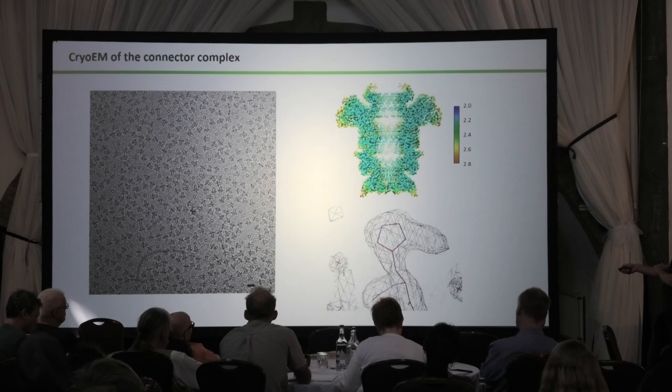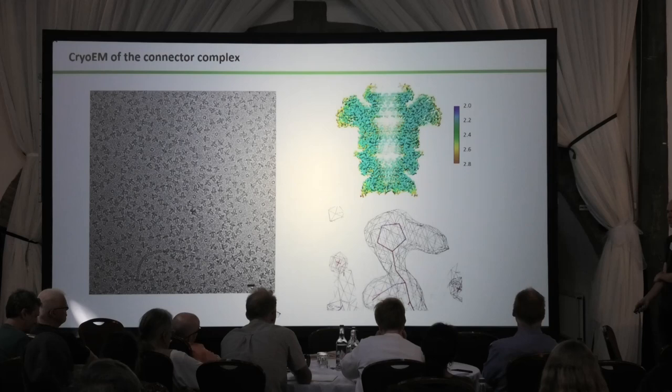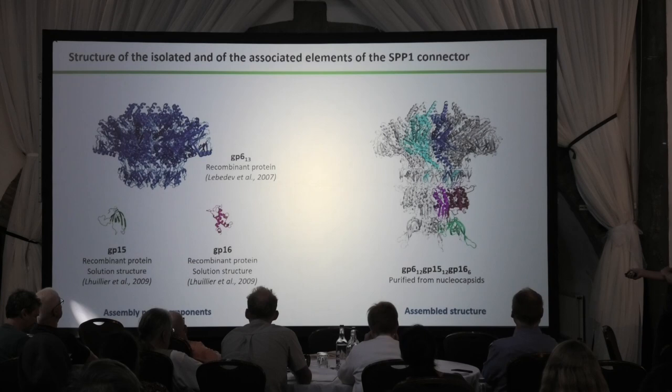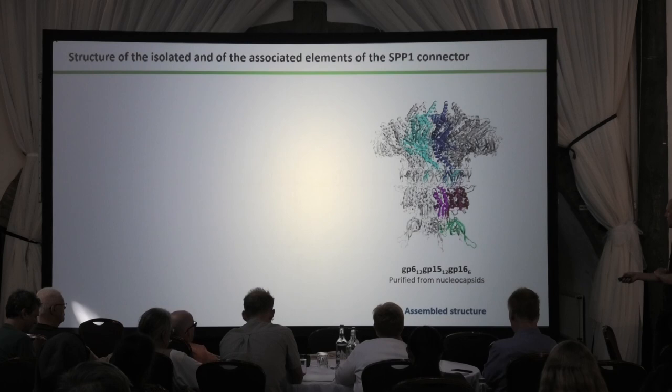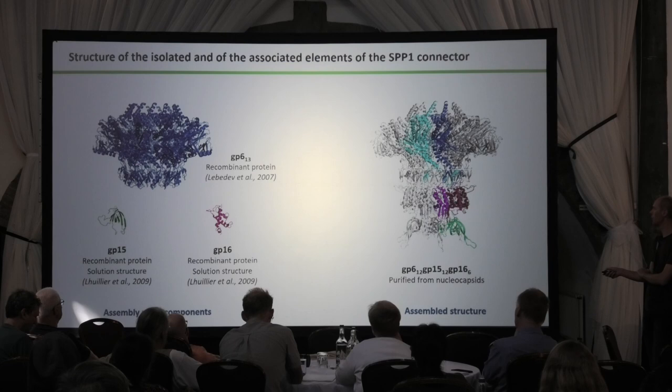One is not a wrong tracing, but is likely a phosphorylated histidine, a post-translational modification that is quite common in Bacillus subtilis, which is the host of SPP1. So that's the structure that we got. It contains 30 subunits: 12 copies of the portal protein, 12 copies of the adapter, and only 6 of the stopper. This is the assembled structure, but what is interesting in our case is that we also had previously determined the structure of the individual components from recombinant protein.